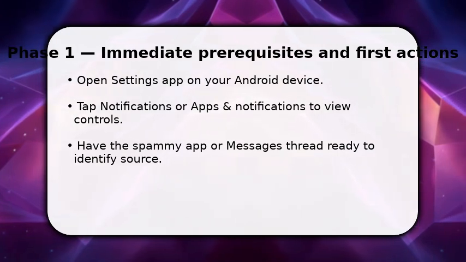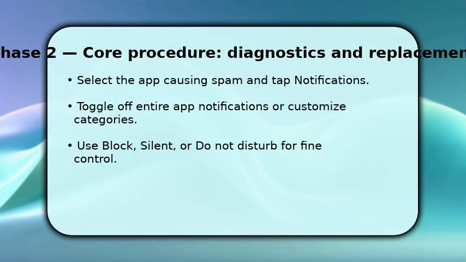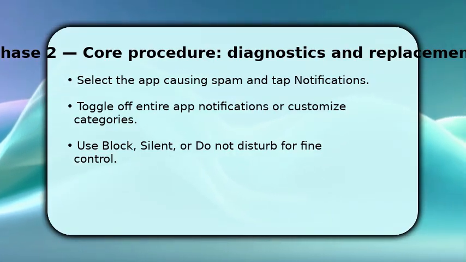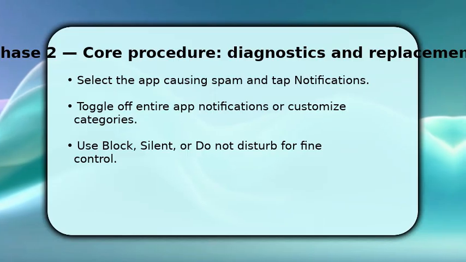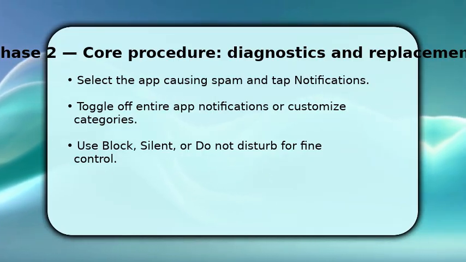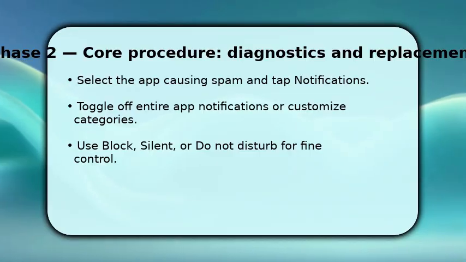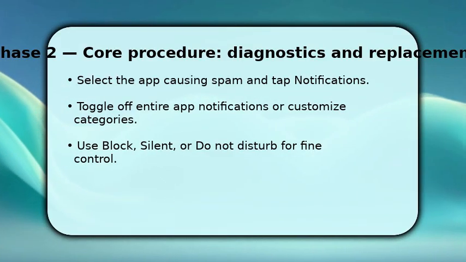Now, select the app that sends spam and open its notifications page. This is where granular control lives. You can toggle off all notifications instantly, or choose specific categories like promotions, messages, or alerts to silence only spammy types. Once done, use the block option for persistent senders, or set a category to silent so it won't interrupt you. Silent preserves logs but removes noise.